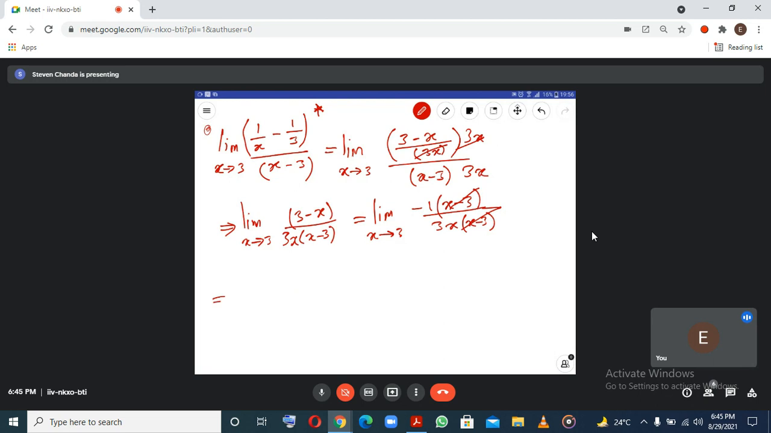So this means the limit when x goes to 3 is going to be -1 over 3x. And then here you can substitute now. So -1 over 3 times 3, so you are going to have -1 over 9. So that's how you can handle these questions.